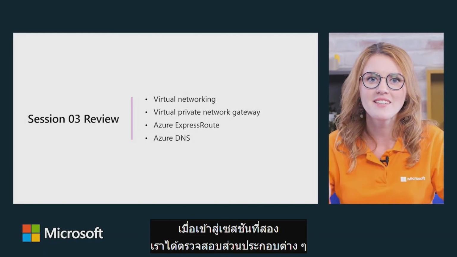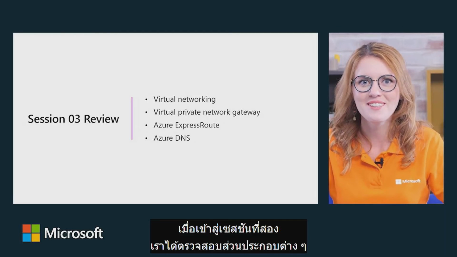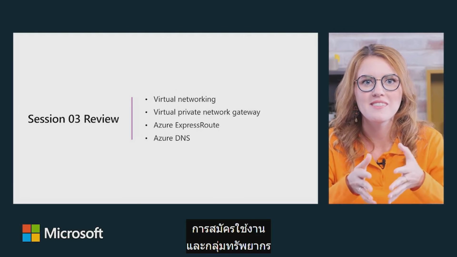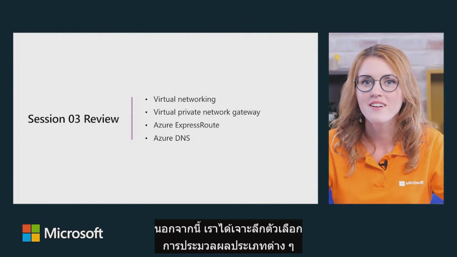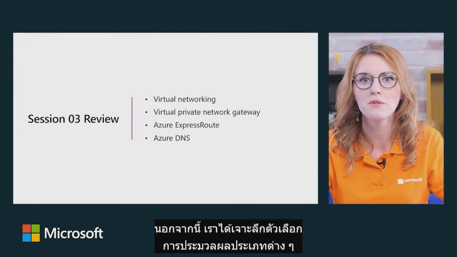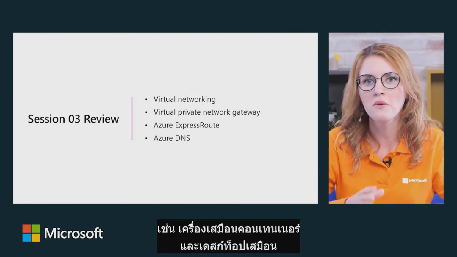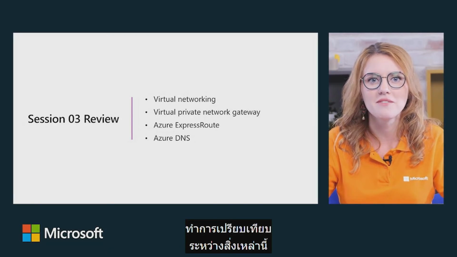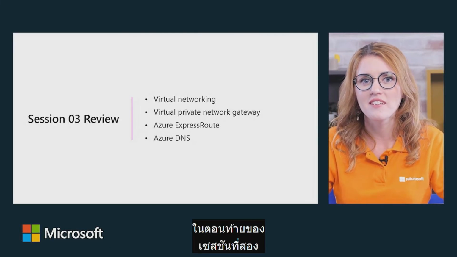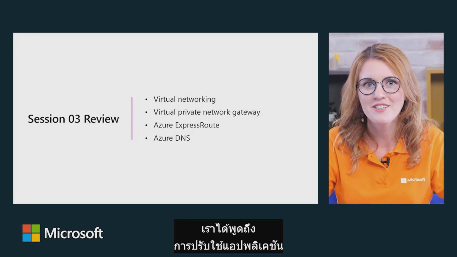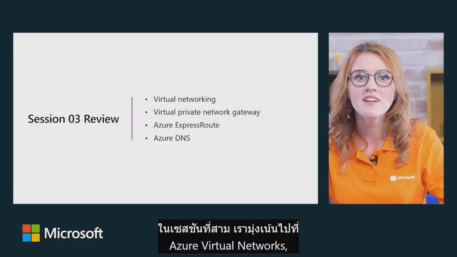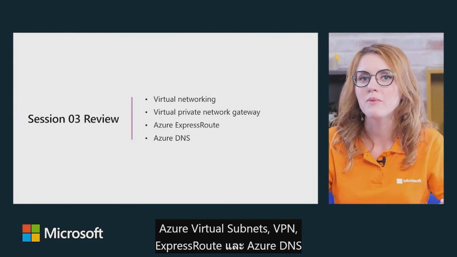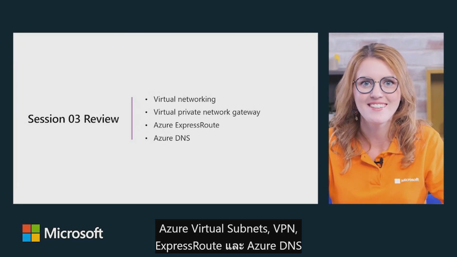Moving on to the second session, we examined different components of the architecture, such as regions, availability zones, subscriptions, and resource groups. We also delved into various types of compute options like virtual machines, containers, and virtual desktops, making comparisons between them. Towards the end of our second session, we discussed application deployment. In the third session, we focused on Azure Virtual Networks, Azure Virtual Subnets, VPN, ExpressRoute, and Azure DNS.